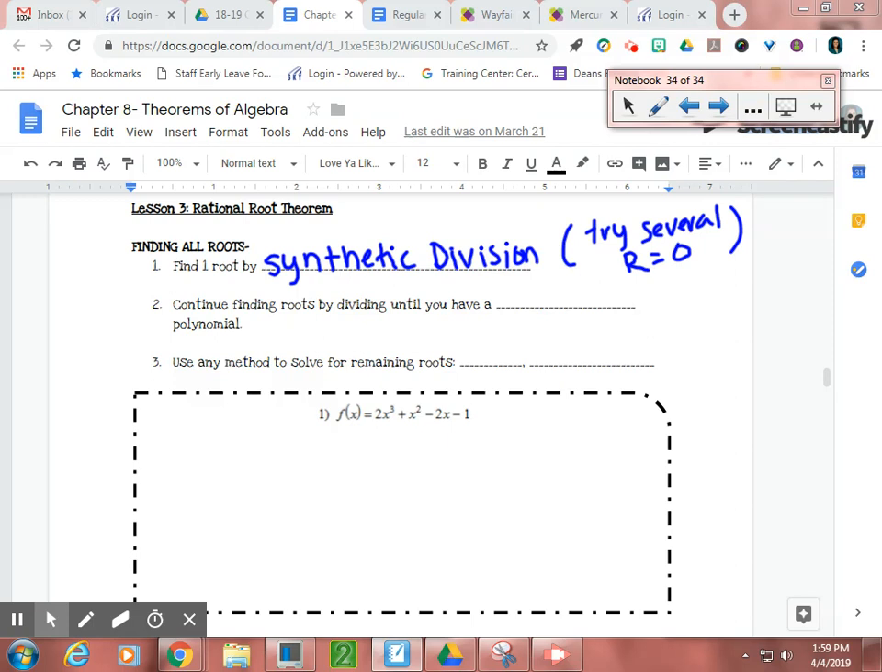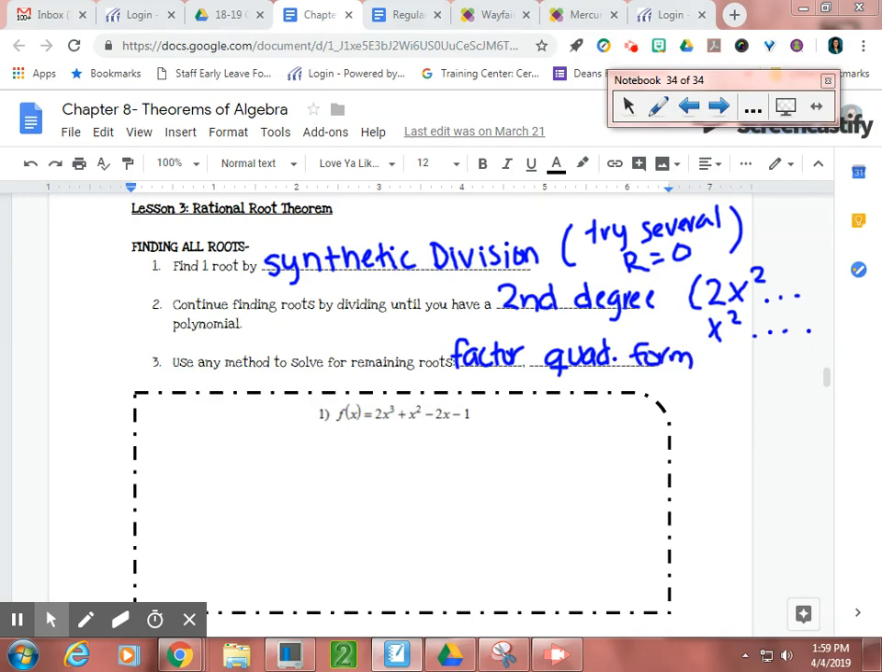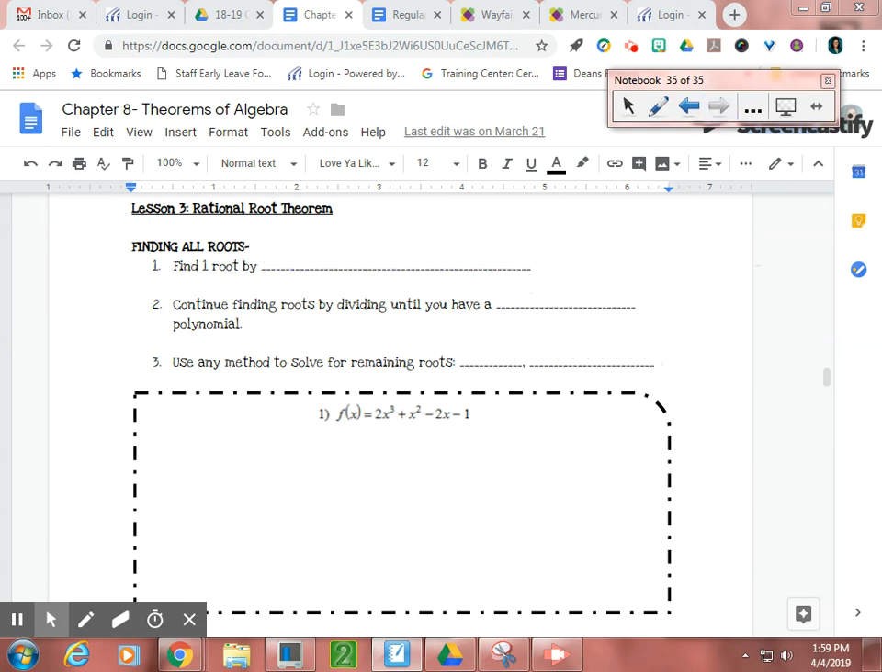Continue finding roots and dividing until you have a second degree polynomial, meaning like 2x squared or x squared, something that you could factor. Then you could use either of these methods to solve the rest of them. You could factor, or you could use the quadratic formula. Okay, so this is going to be tough stuff. There's a whole bunch of parts to this. So let's break it down.